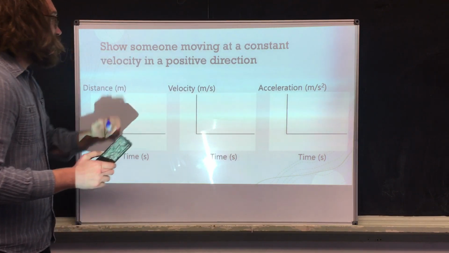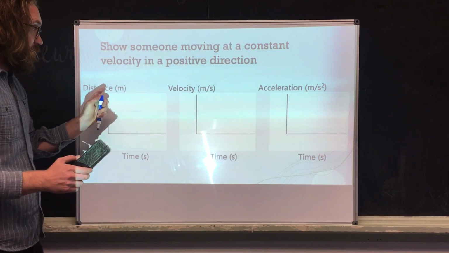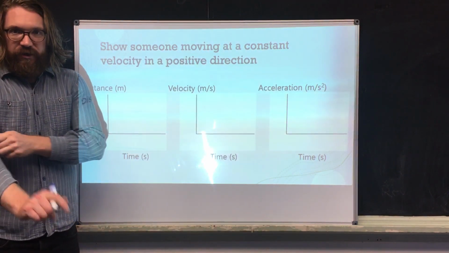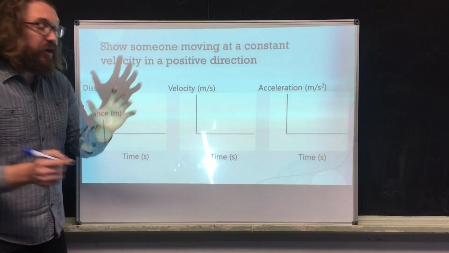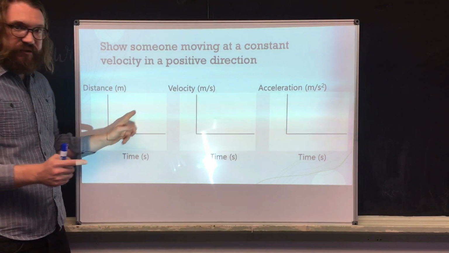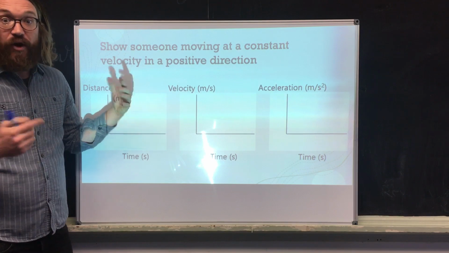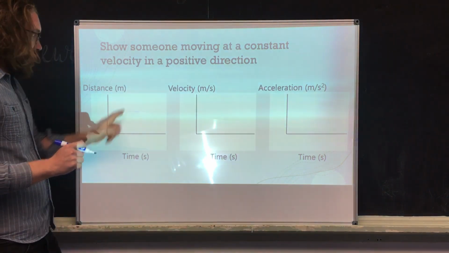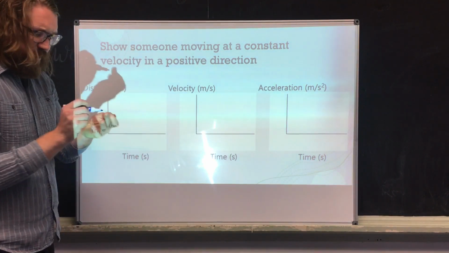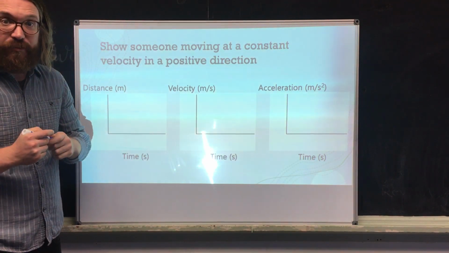Okay, show someone moving at a constant velocity in a positive direction. Okay, so here's what we got to remember. On a distance graph, a positive direction means the line is going up. So I know my line is going to go up. All right, if my velocity is constant, that means that line is going to be straight.